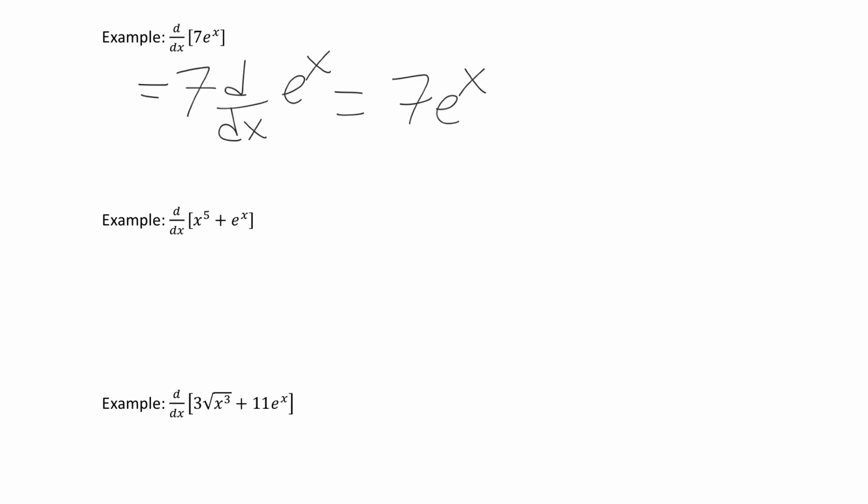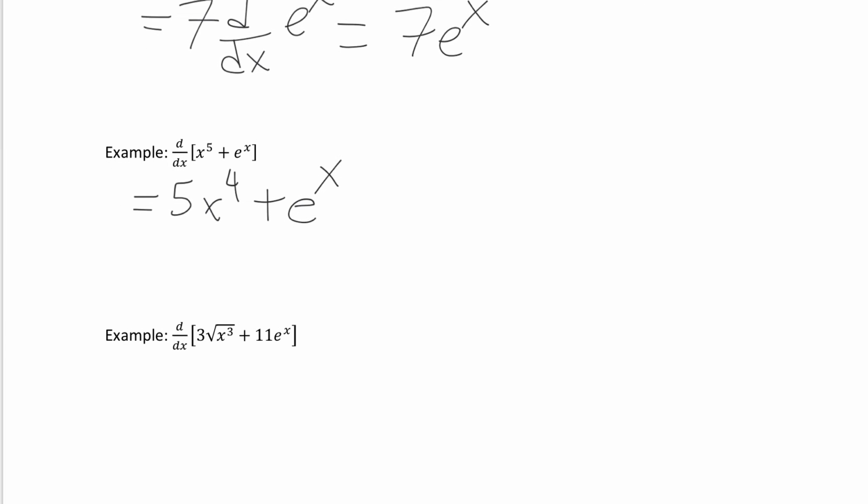Now how about the derivative of x to the 5 plus e to the x? Well, again, the derivative of a sum is the sum of the derivatives. So it'll be 5x to the power 4 plus the derivative of e to the x, which is e to the x.